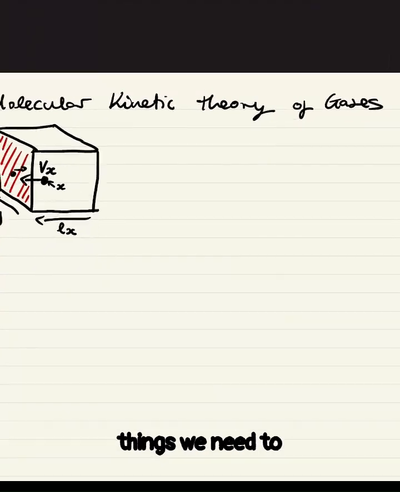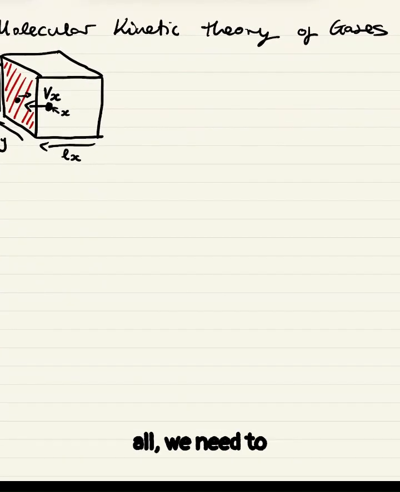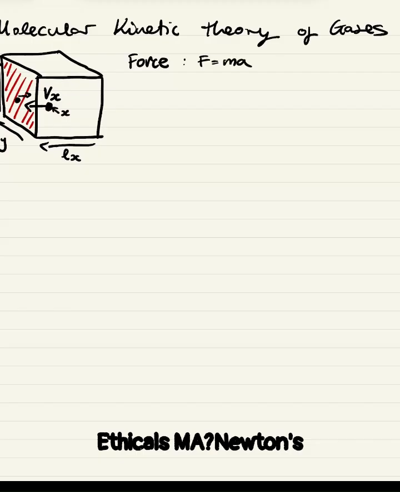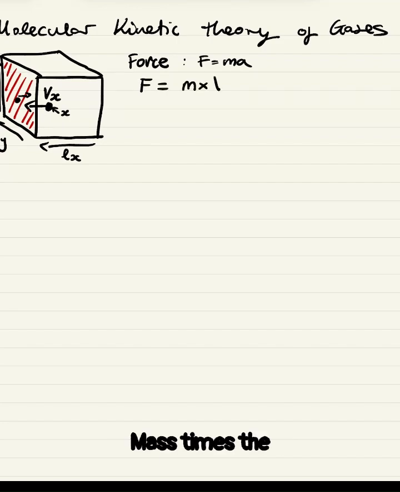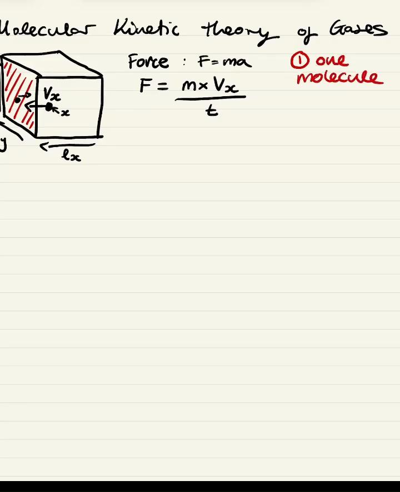So there's a lot of things we need to consider. So first of all, we need to consider the force of this particle, which you use F equals ma. I'm using the second law. So the force equals the mass times the velocity of x divided by time. And right now we are talking about one molecule in one container. In this container, we're only considering one.